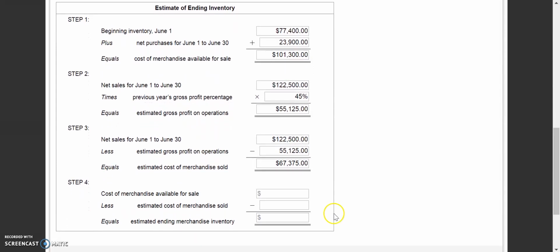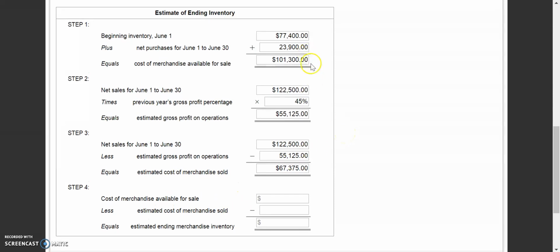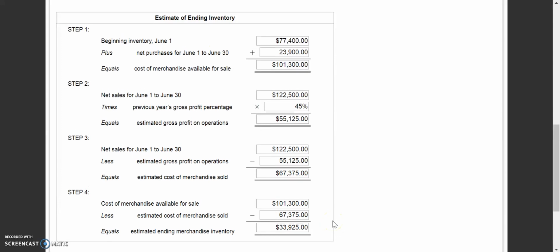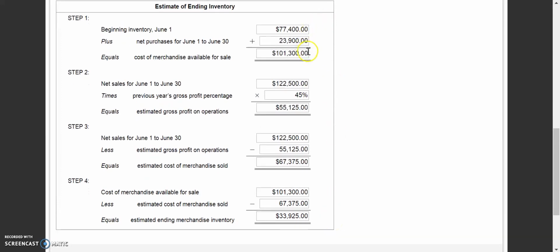Now we're going to take that cost of merchandise available for sale, which remember is our amount that we found in step one, this 101,300. And then we're going to subtract out our estimated cost of merchandise sold, which is $67,375. And that gives us our estimated ending merchandise inventory, which should be $33,925. So as long as you know where to pull your numbers from, and remember that some of the ones that we find, like our amount in step one and our amount in step two, are going to have to be put into play here in step 3 and 4, this should be a relatively easy problem for us.